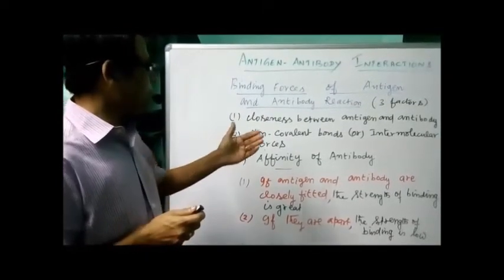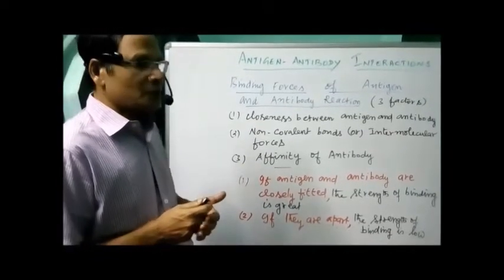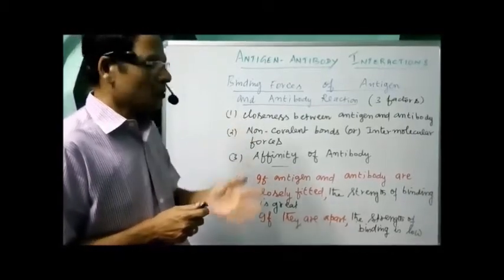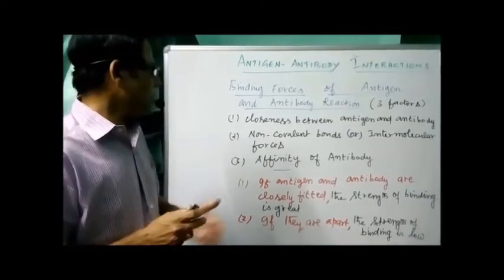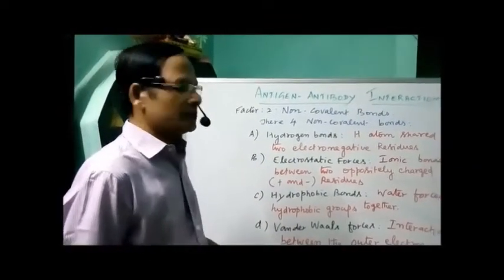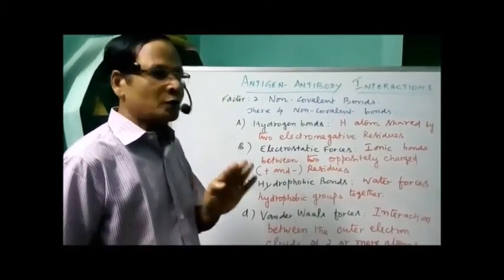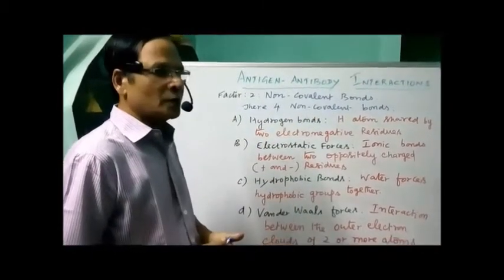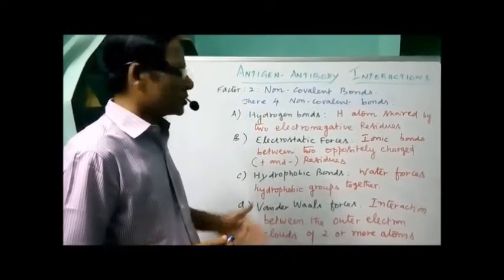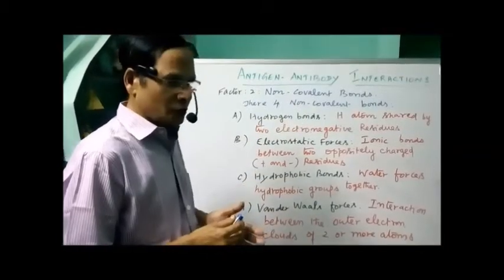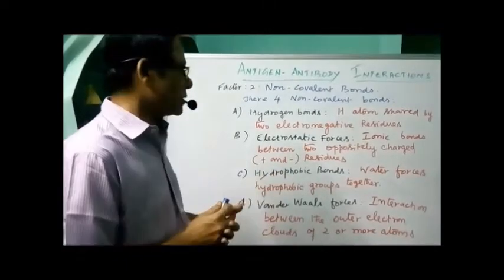What are the different types of intermolecular forces or non-covalent bonds? According to the concept, there are four non-covalent bonds or intermolecular forces responsible for antigen-antibody reactions. The holding of antigen to the antigen binding site of the antibody is because of four different types of non-covalent bonds. Number one, hydrogen bonds. This is the hydrogen atom shared by two electronegative residues, one from antigen and one from antibody.